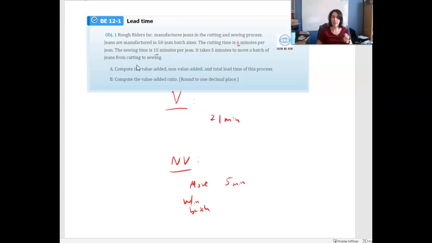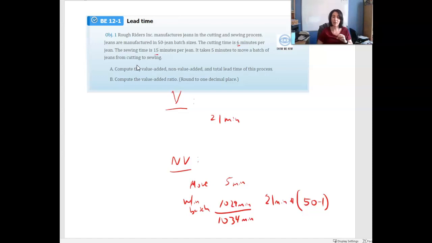So the calculation for that is going to be the value added time, 21 minutes, times the batch size minus 1. All right, so 21 minutes times 49, which is 1,029 minutes. So the non-value added time is 1,034 minutes.